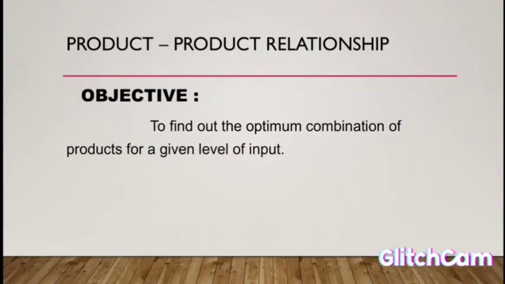The objective of product-product relationship is to maximize the profit for a given resource when two or more products are produced, and to determine the best combination of these products. The products or enterprises may be crops, livestock, poultry, etc.